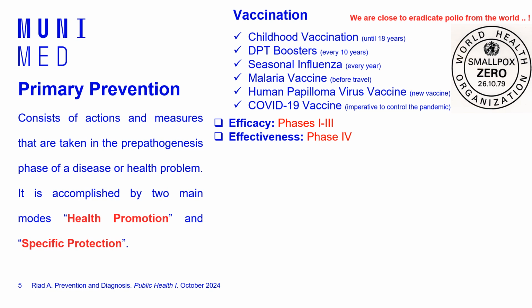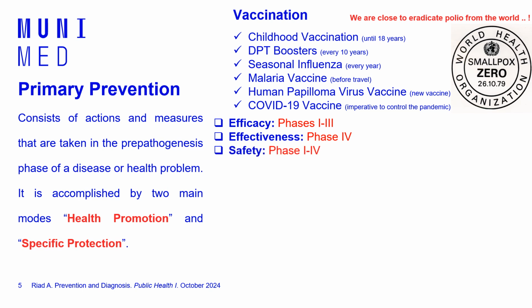Efficacy is measured before the vaccine is approved for the public, and it's done on volunteering individuals who are usually healthy people or a healthier population. After the vaccine is approved and given to everyone in society, we keep monitoring its effectiveness, which is how good the vaccine is at preventing infections in the real world.